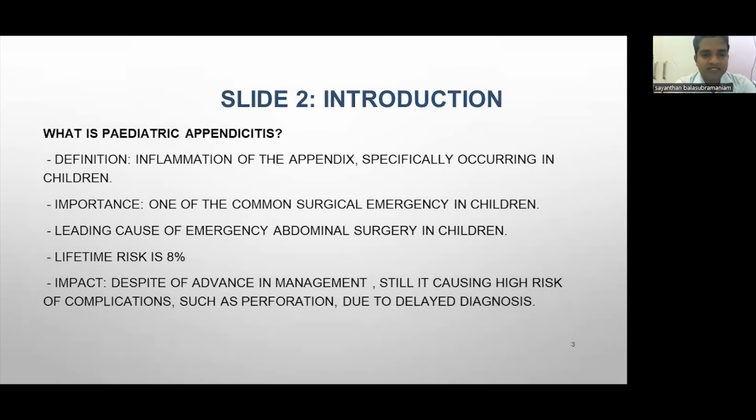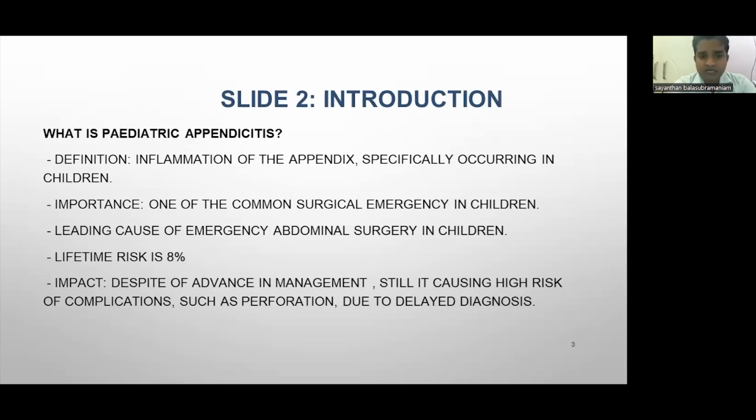Especially appendicitis is a common topic. Everyone knows about appendicitis, but here we need to focus a little more on this topic, because there are some similarities as well as variations between adult patients and pediatric patients. So here I am especially mentioning the things related to the pediatric population. From a definition point of view, we know appendicitis is an inflammation of the appendix, and it especially occurs in children. This topic is important because it's a common surgical emergency.